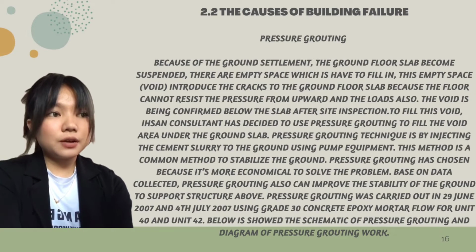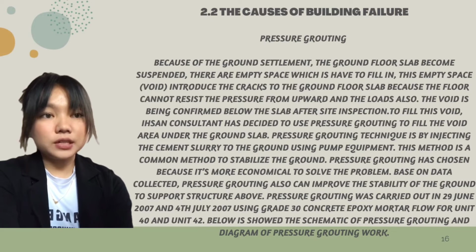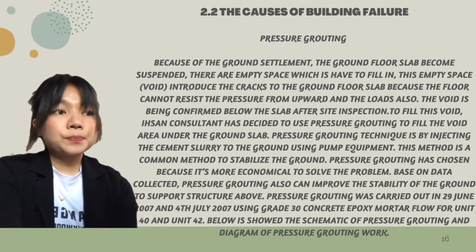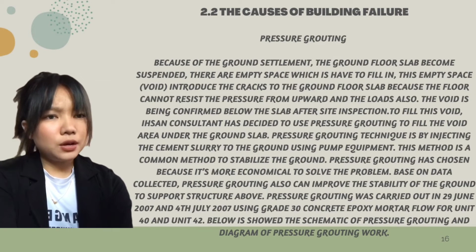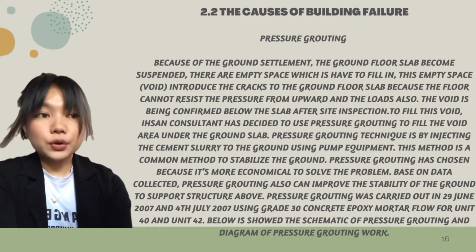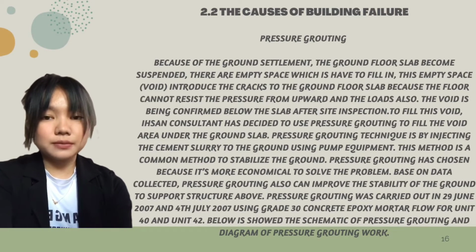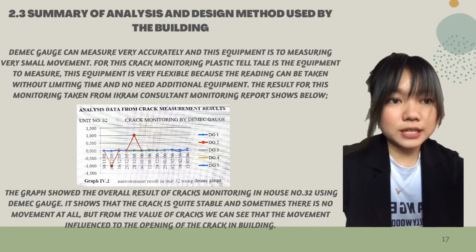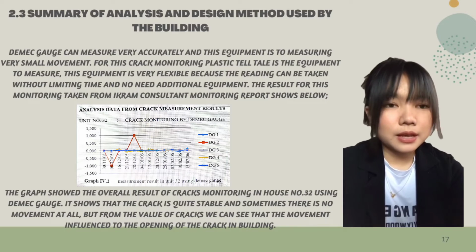Pressure grouting was carried out on 29 June 2007 and 4 July 2007 using grade 30 concrete expansive mortar flow for Unit 40 and Unit 42. Below is shown the schematic of pressure grouting and diagrams of pressure grouting works. Summary of analysis and design method used by the building.